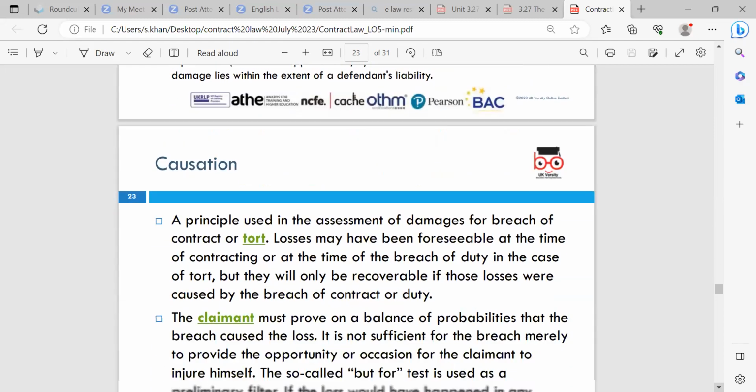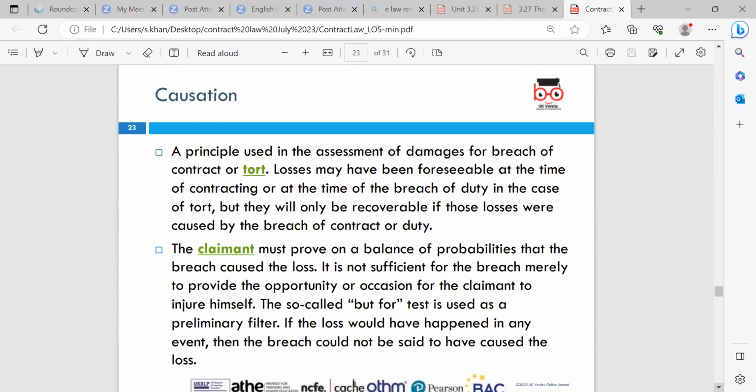The next one is causation. This is a principle used in the assessment of damages for breach of contract or tort. Losses may have been foreseeable at the time of contracting, or at the time of breach of duty in the case of tort, but they will only be recoverable if those losses were caused by the breach of contract or duty. The claimant must prove on a balance of probability that the breach caused the loss.